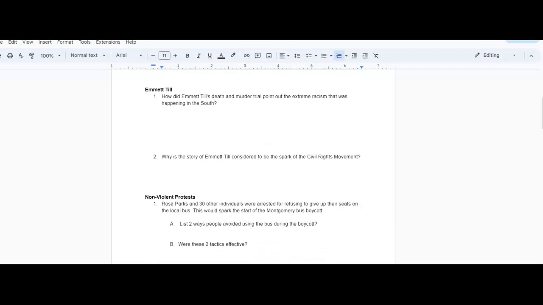The next section is going to be about Emmett Till. Question 1. How did Emmett Till's death and murder trial point out the extreme racism that was happening in the South? And number 2, why is the story of Emmett Till considered to be the spark of the civil rights movement?